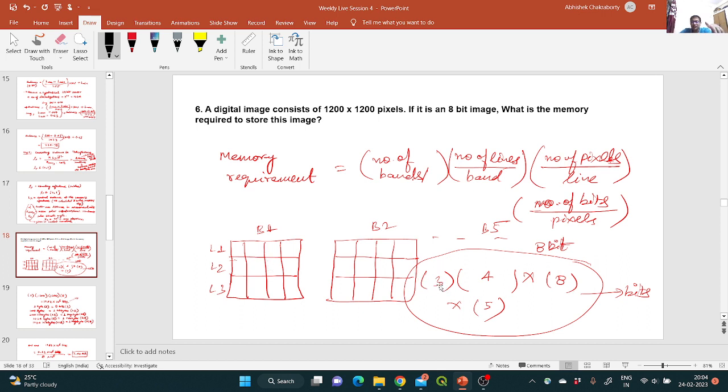There would be 3 lines, and there would be 4 pixels per line. And if it's an 8-bit resolution image, then you multiply with 8, and if there are 5 bands, then multiply with 5. I was doing this just for the sake of illustration. It has nothing to do with question number 6. Okay, I hope it's clear.